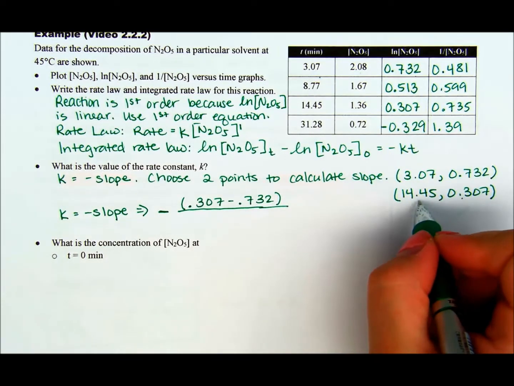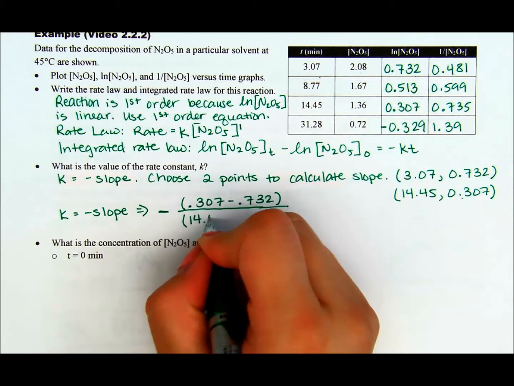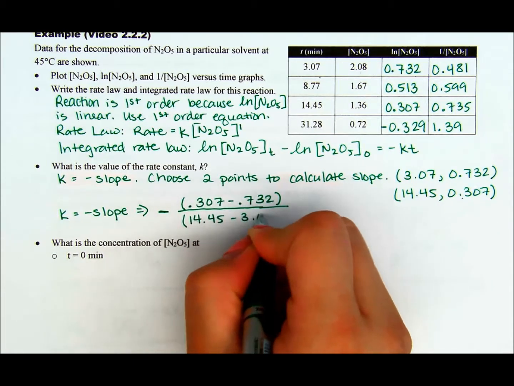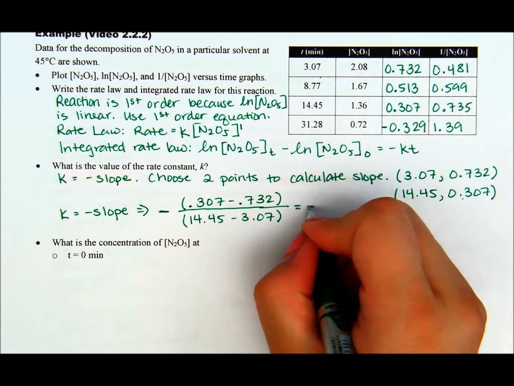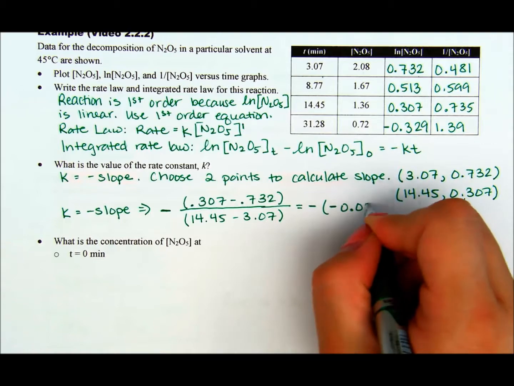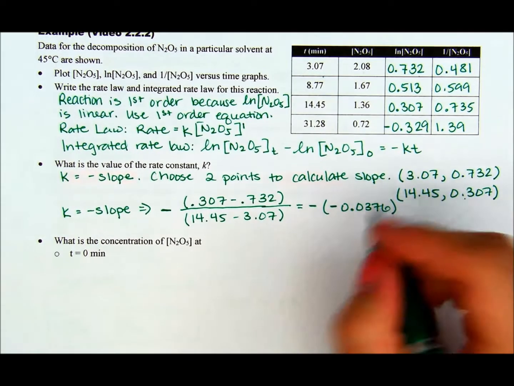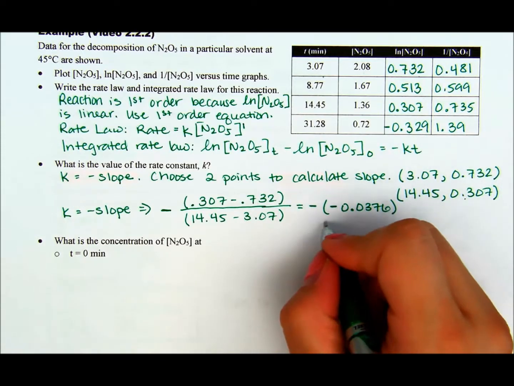Over 14.45 minus 3.07. And then plugging this in, I get a negative 0.0376. And then canceling out this negative, negative, and negative, that's going to give us a positive.